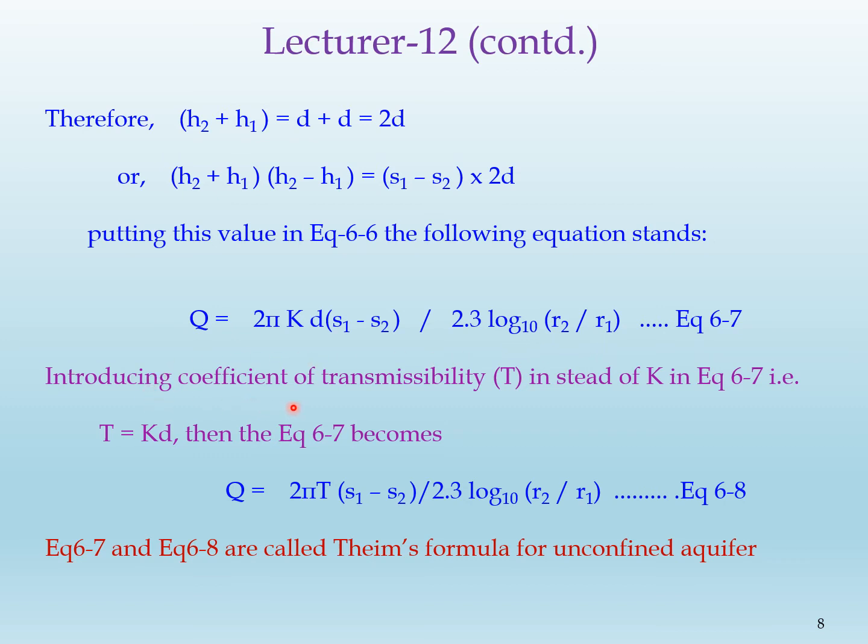Again, introducing coefficient of transmissibility T instead of K in equation 6.7, finally we get Q equal to 2 pi T into S1 minus S2 divided by 2.3 log 10 into R2 by R1. And these two equations 6.7 and 6.8 are called Thiem's formula for unconfined aquifer. We can use both these two formulas.